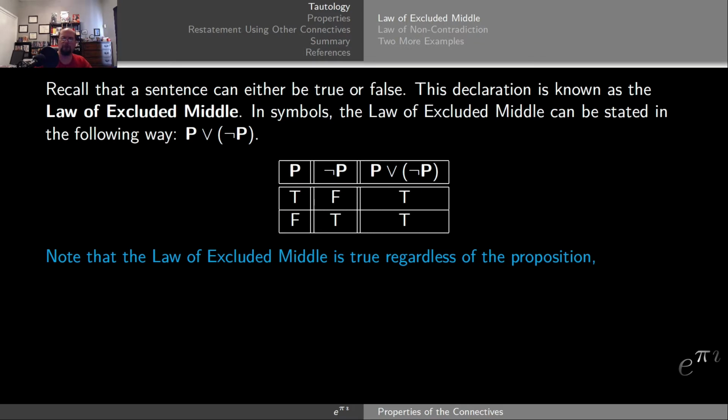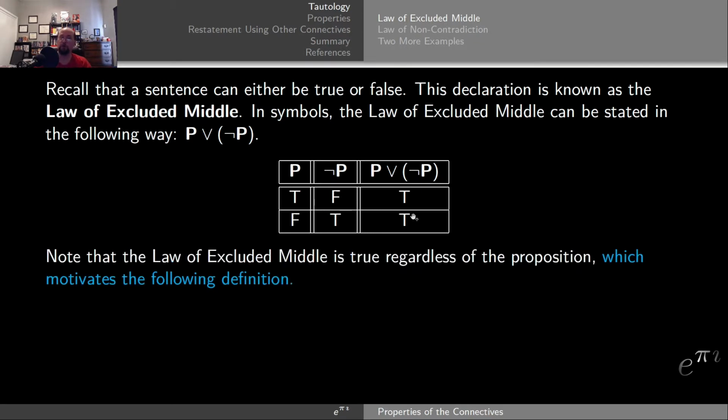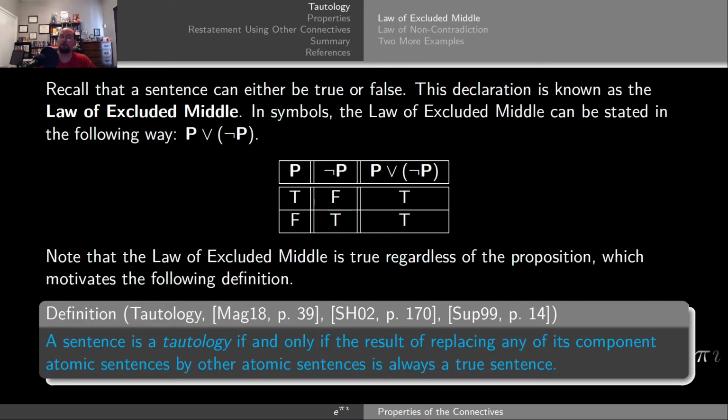of what the proposition P happened to be, which motivates the following definition of something that's always true, what's called a tautology. A sentence is a tautology if and only if the result of replacing any of its component atomic sentences by other atomic sentences always yields a true sentence. That is, a tautology is a statement that regardless of what its component sentences are, is always true.